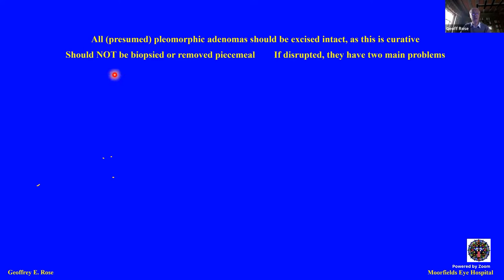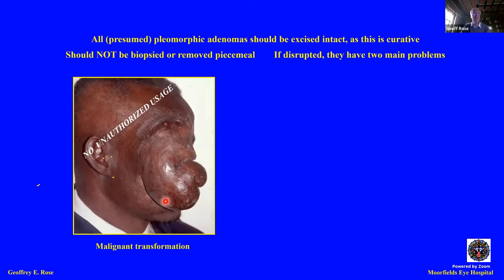And the second thing is in relation to lacrimal gland tumors. The key thing is pleomorphic adenomas should be excised intact, as you'll basically cure the patient. They should not be biopsied or removed piecemeal. So any well-defined mass that looks like it could be a pleomorphic adenoma, take it out intact. Because if you disrupt them, they really have two main problems. One is malignant transformation. We know that the risk of malignant transformation is about 30% by 20 years after disruption of a pleo. So they have a significant risk of malignant transformation.